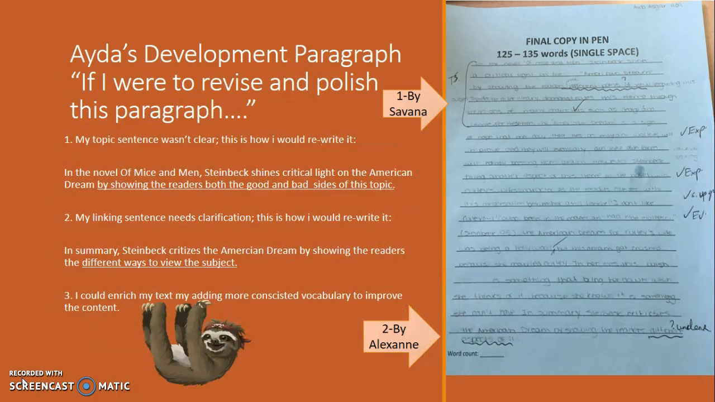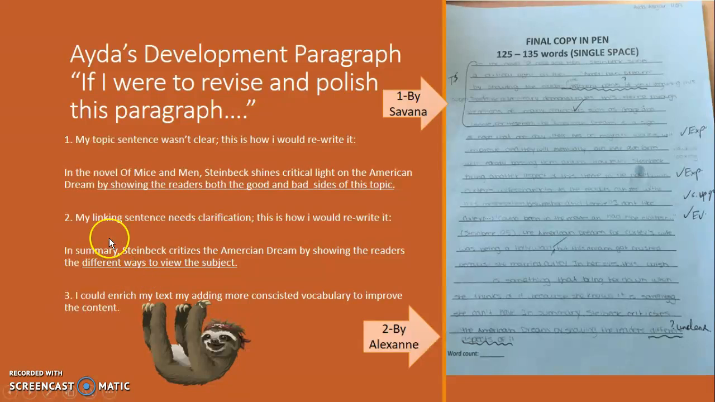So if I were to repolish my text, this is what I would write. First of all, I would make my topic sentence more clear because right now it isn't, because this part, the different points of view, isn't clear because we're not sure where the different points of view are. So I would rewrite it like this. In the novel Of Mice and Men, Steinbeck shines a critical light on the American dream by showing the readers both the good and bad side of the topic.